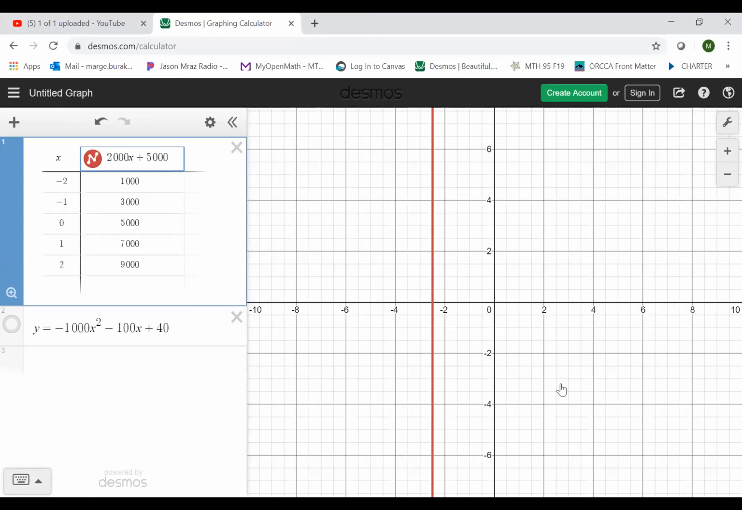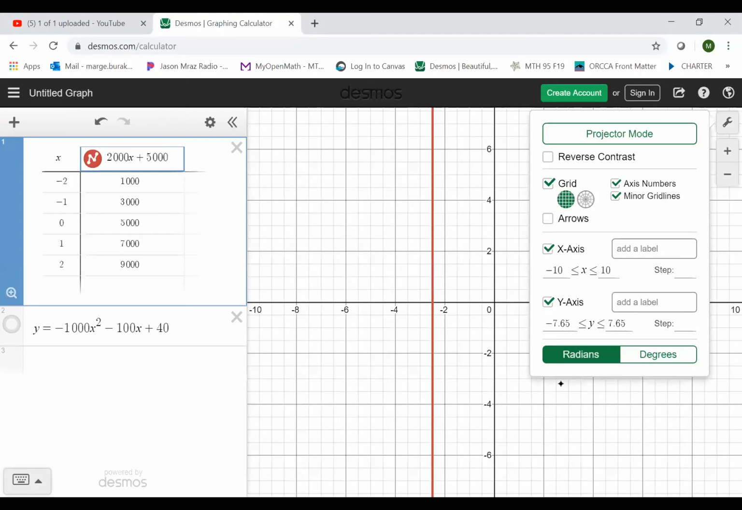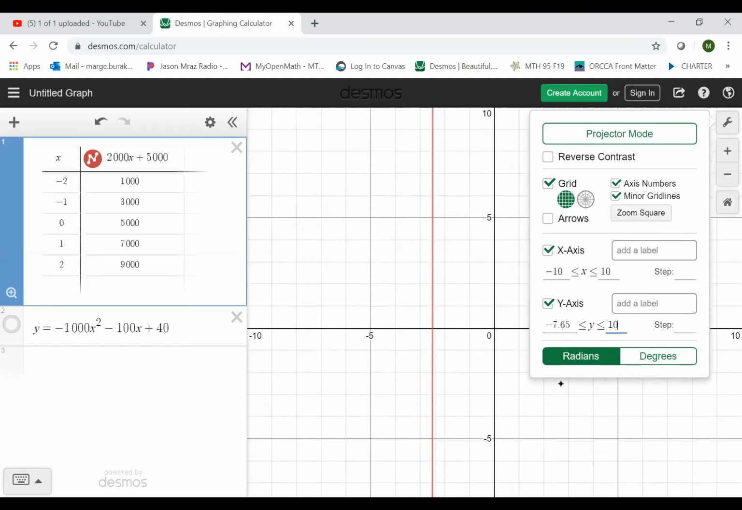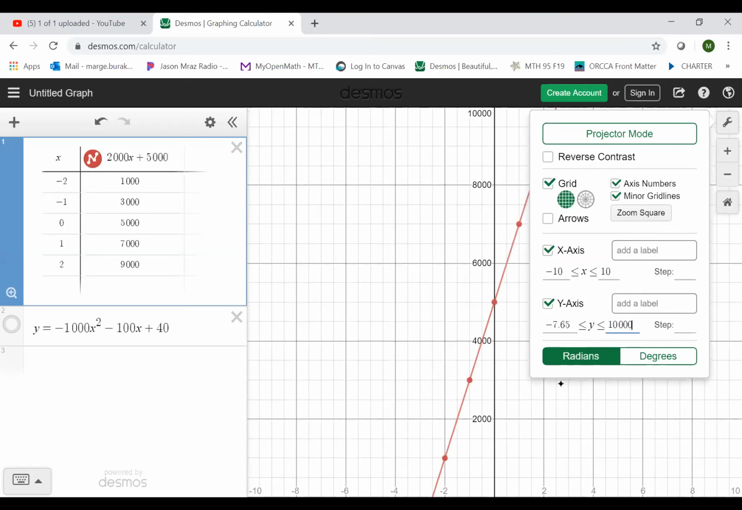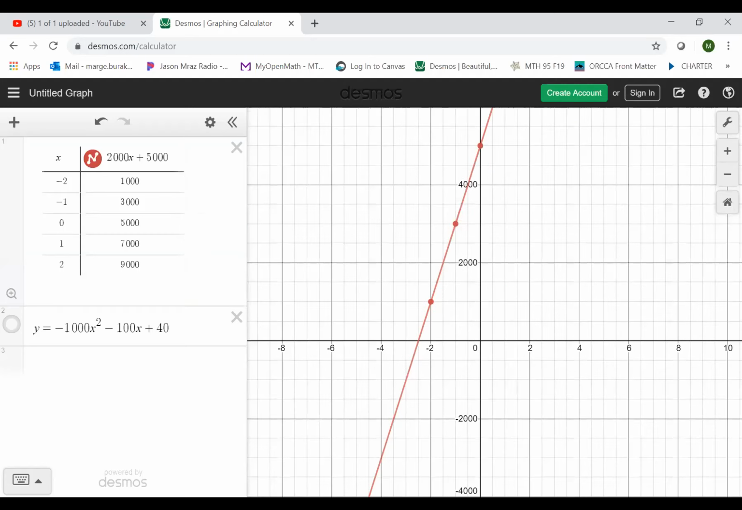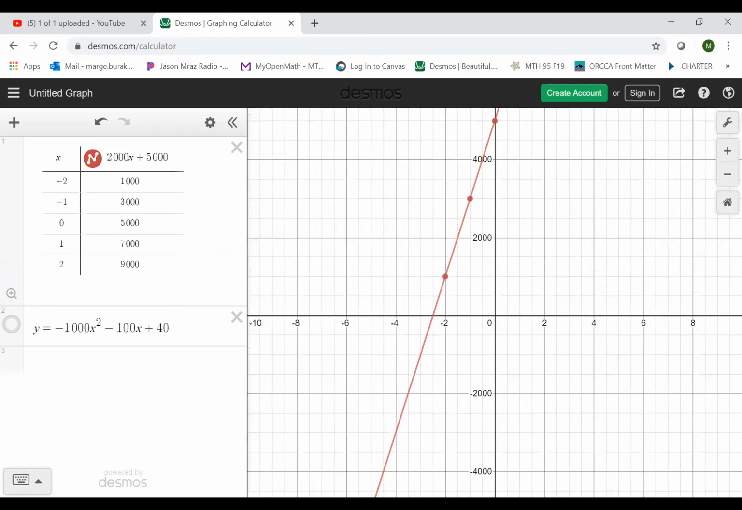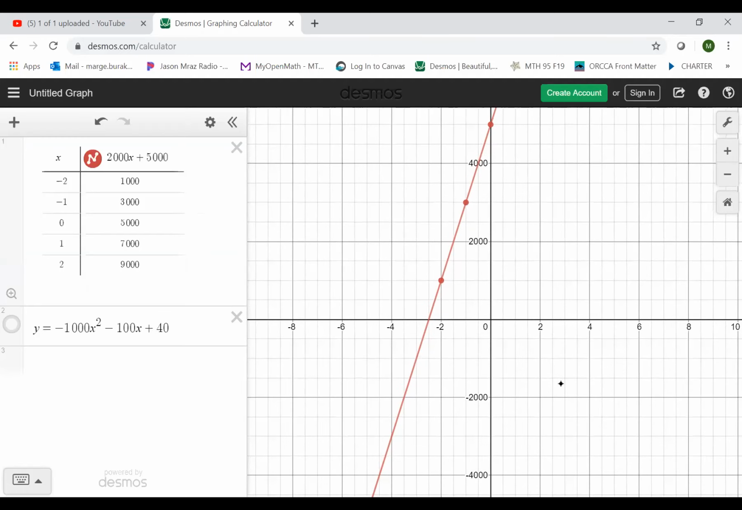So go over to the right up here where the wrench is, and that gives me a viewing window. And I'm going to change my y-axis. I can't keep it at 8. I'm going to go all the way to 10,000 because I see 9,000 over here in my table. Okay, so let's take a peek at this origin. Now there's that x-intercept that I was talking about, sure enough, but now I can see the y-intercept.